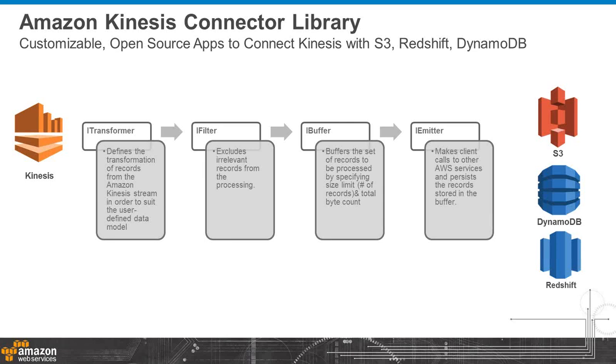Customers can define and override the classes present, such as the transformer class, a filter class that helps exclude records from processing, and a buffer class that can specify the limit of number of records or total bytes to be buffered before emitting using the IEmitter class onto systems like S3, Dynamo, and Redshift.